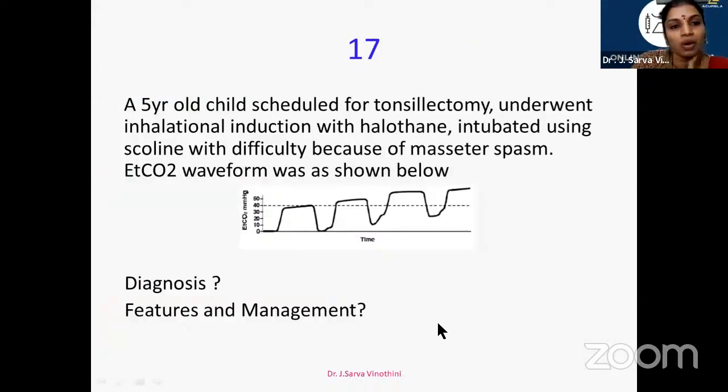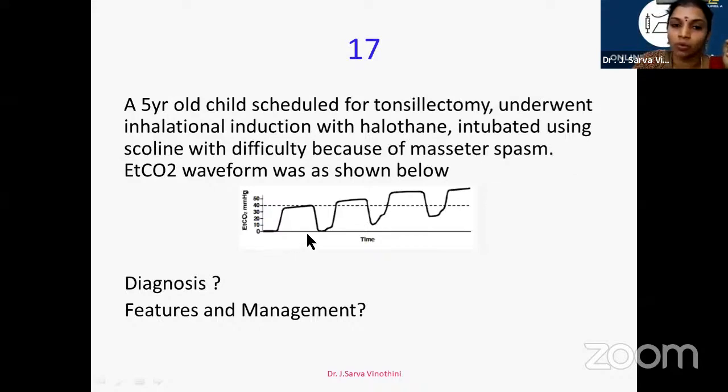A 5-year-old child is scheduled for tonsillectomy. He has undergone inhalation induction with halothane, and he was intubated using succinylcholine with difficulty because of masseter spasm. This is the ETCO2. What is the diagnosis and what are the features and management? So it is a 5-year-old child who has been induced with the inhalation agent, and he was intubated with succinylcholine, and there has been a masseter spasm.